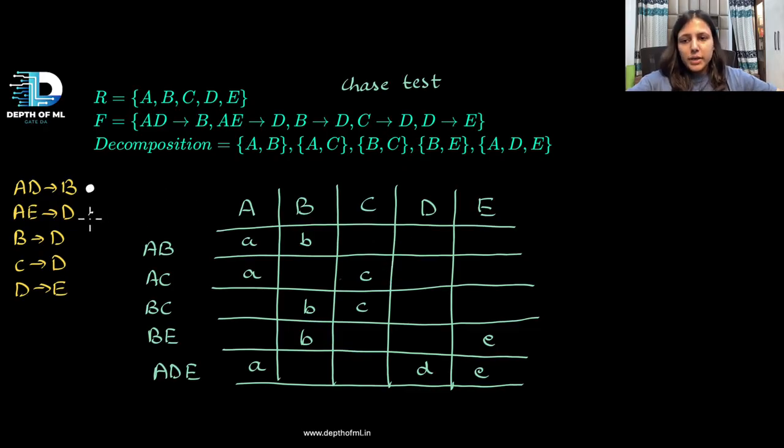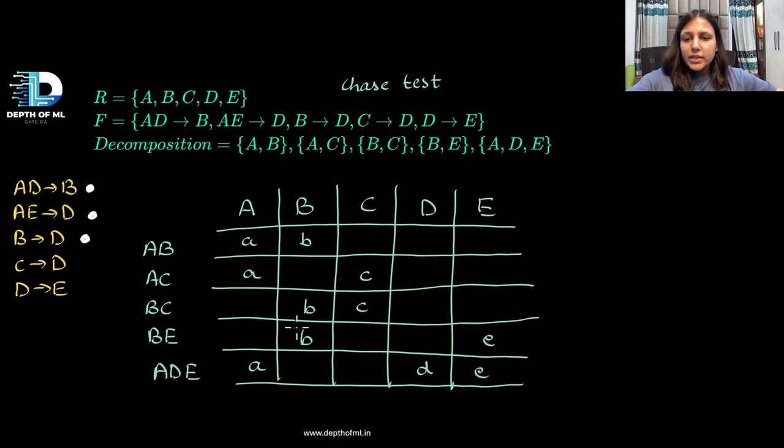So I'll go to the second dependency, which is AE determines D. This is the same case here as well. Though these two rows have the same value for E, they don't have any value for E, right? Until I'm sure whether this value is the same for E or not, I can't do anything about this. So I'll move to the next FD, which is B determines D. Now here you have B determines D, right? Here there is a single attribute. Now all the values for B are the same, so we should have the same value on D, right?